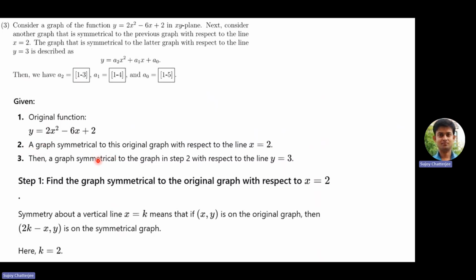So step 1 will be to find the graph symmetrical to the original graph with respect to x equals 2. Now symmetry about a vertical line x equals k, where k is a constant, means that if (x, y) is on the original graph, then (2k minus x, y) is on the symmetrical graph. Okay, so this is from the concepts of symmetry. It will be 2k minus x, and here, since the line is x equals 2, we can assume that k is equal to 2.